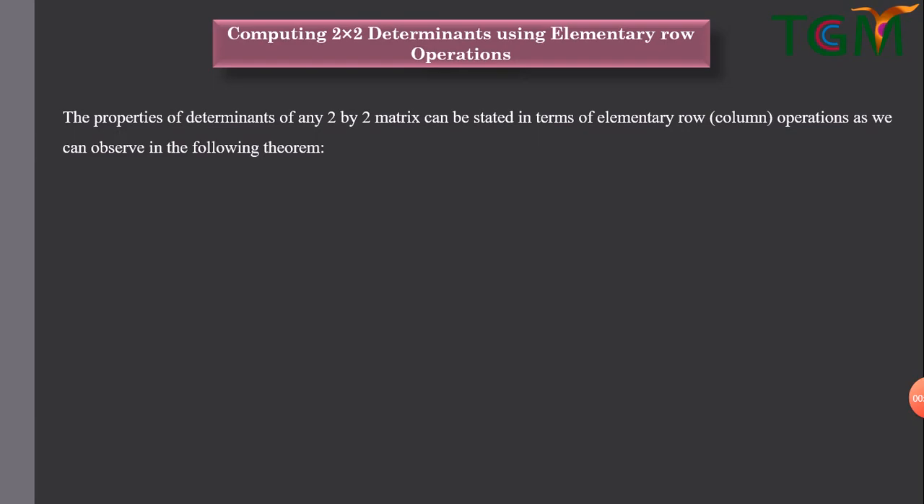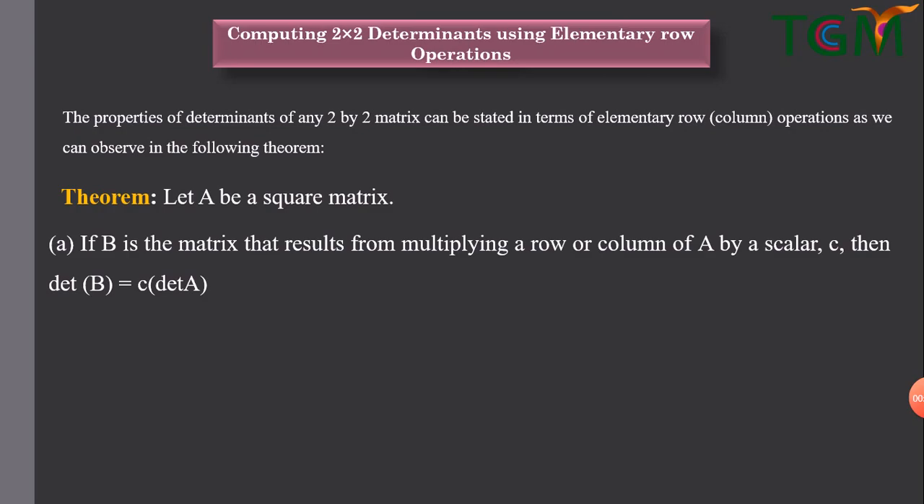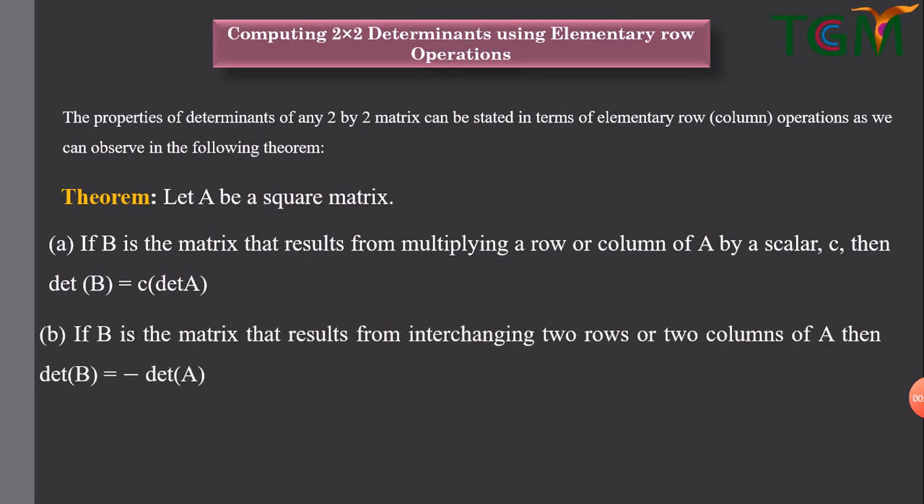A 2x2 matrix determinant can be stated in terms of elementary row or column operations, as we can observe in the following theorem. Let A be a square matrix. Then, if B is the matrix that results from multiplying a row or column of A by a scalar C, then the determinant of B is equal to the scalar C multiplied by the determinant of A. If B is the matrix that results from interchanging two rows or two columns of A, then the determinant of B is equal to the negative determinant of A.